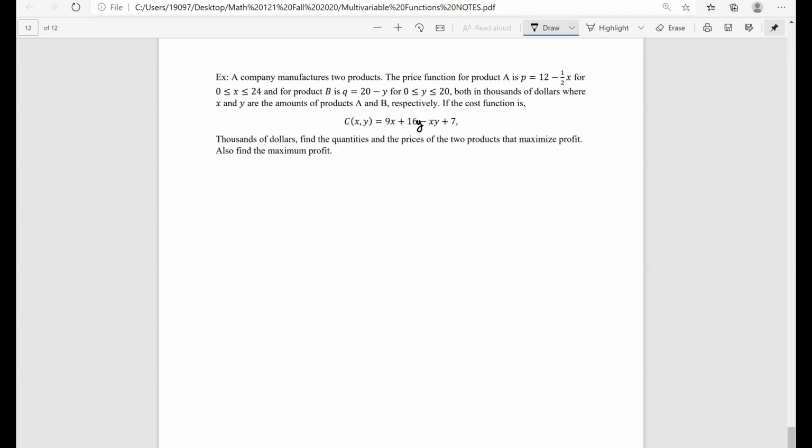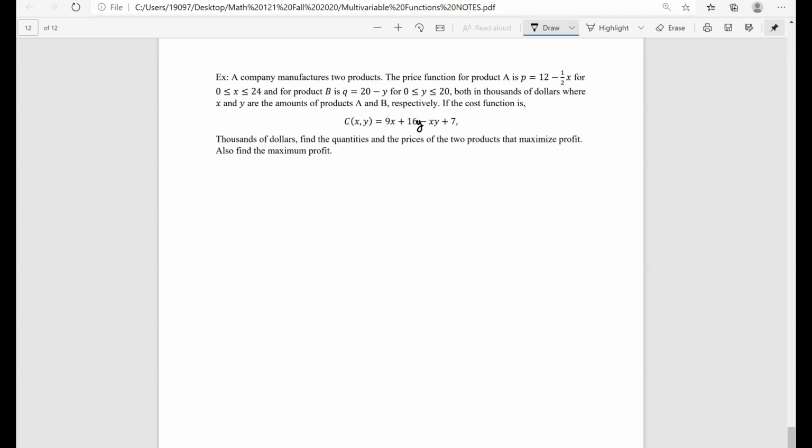In this video, we will do this word problem that relates to maximizing profit in the multivariable case. So here we have a company that manufactures two products. The price function for product A is P equals 12 minus 1/2 x, where x is between 0 and 24. And for product B, Q is equal to 20 minus y, for y between 0 and 20. You can think of the price functions as a demand curve.